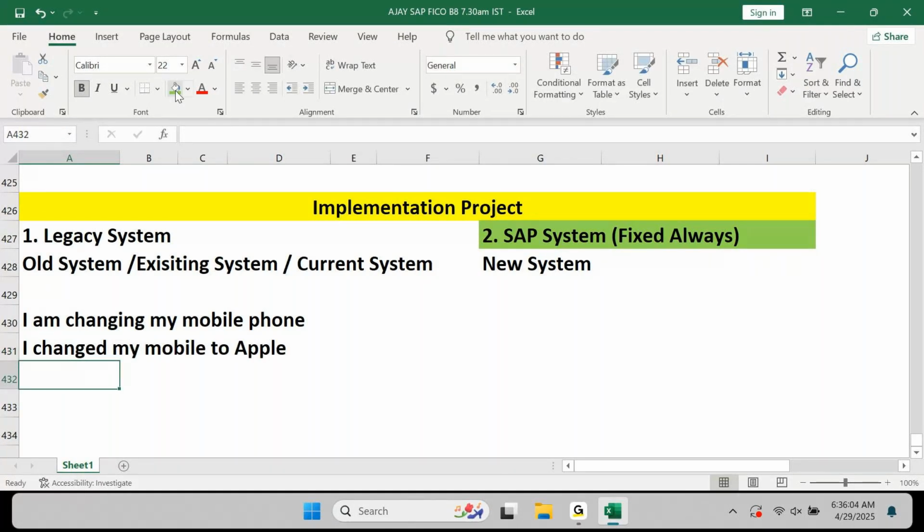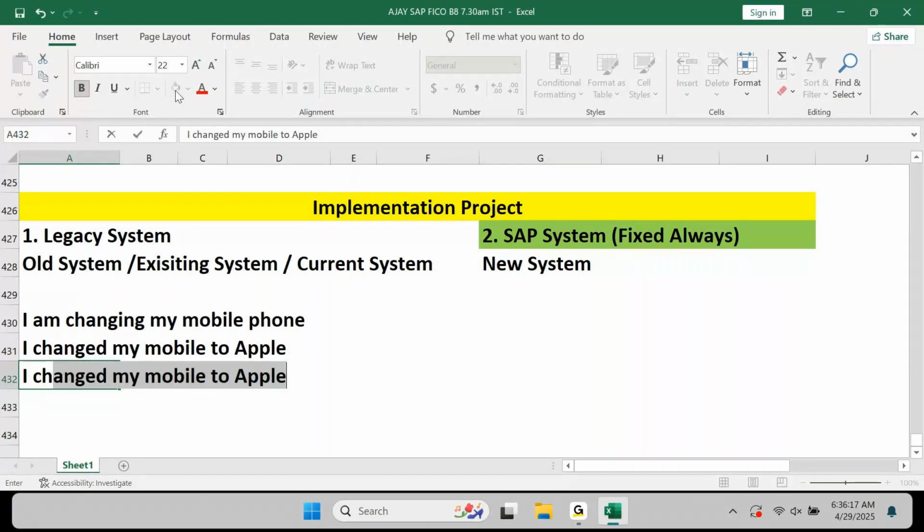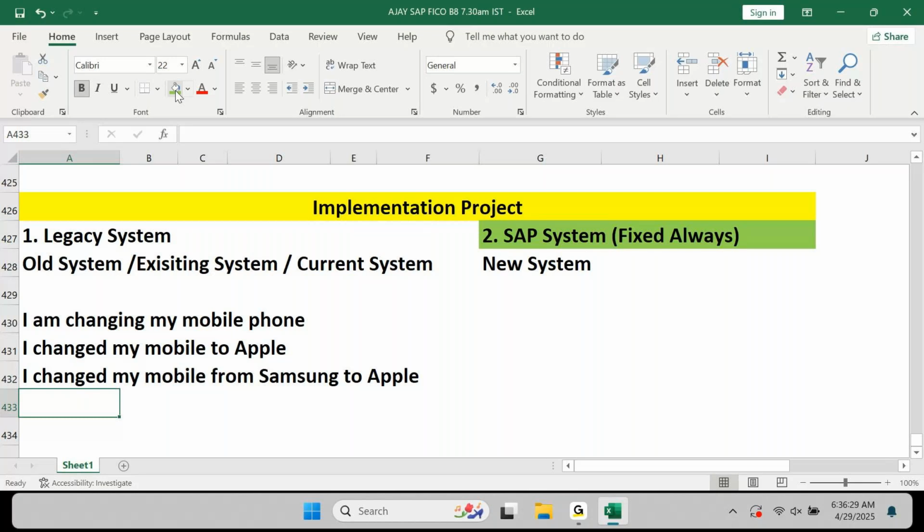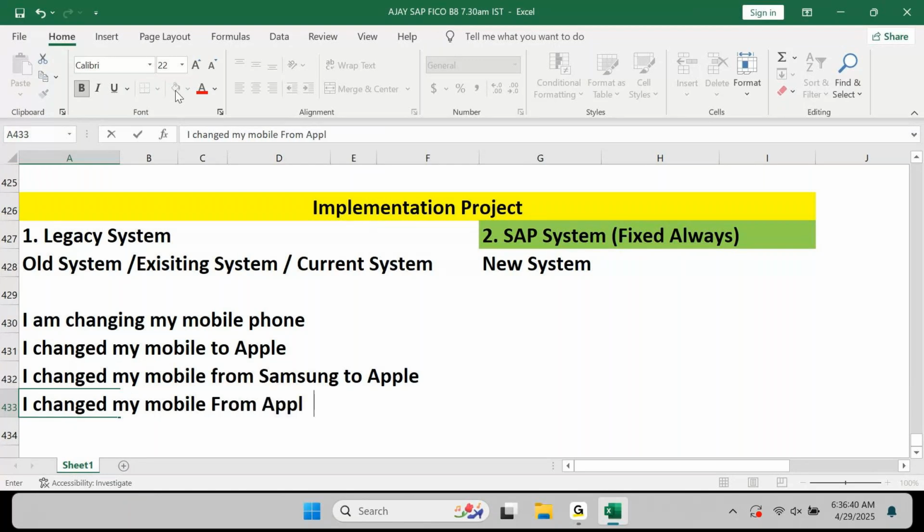Now, understood or not? I changed my mobile from Samsung to Apple. Now, I changed my mobile from Apple 15 to Apple 16.